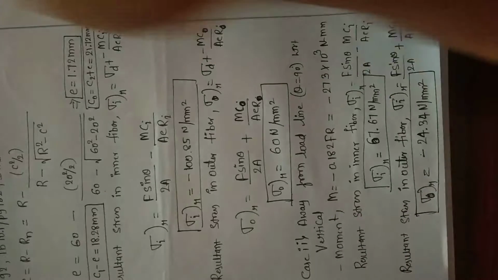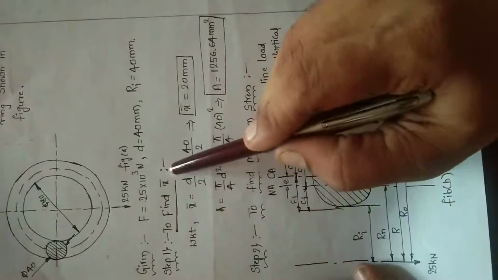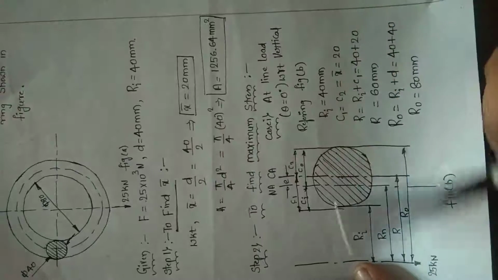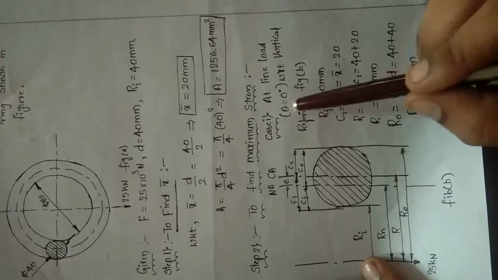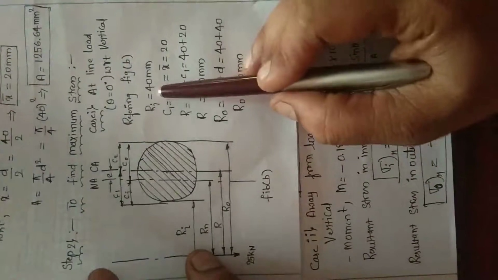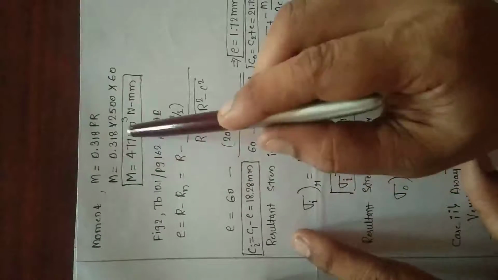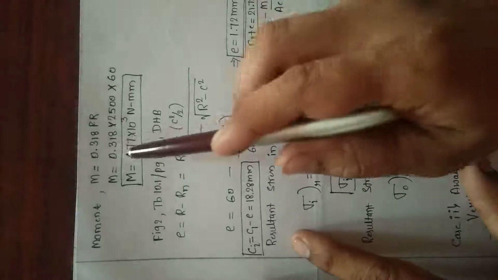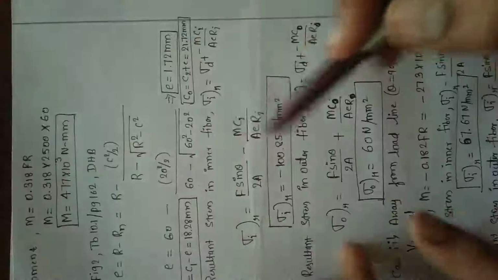Once again, I'll recall what I have done here. First, I found x dash, which I can find easily because the circular part is exactly half, d by 2. In step 2, to find the maximum stresses, I am considering two cases: case 1 when theta equals 0, and case 2 when theta is 90 degrees. In case 1, I found the moment. For theta equal to 0 and theta equal to 90, all the values remain the same except the moment, which varies.